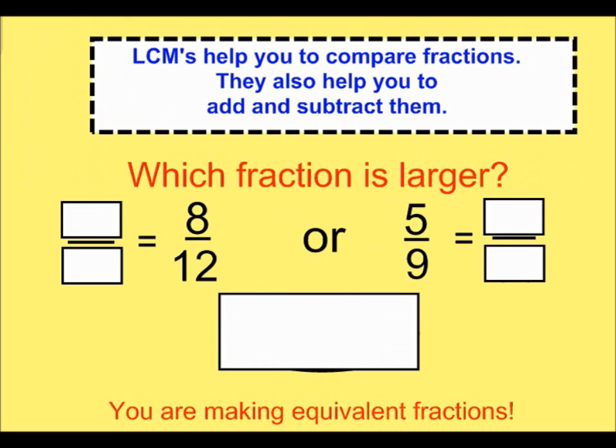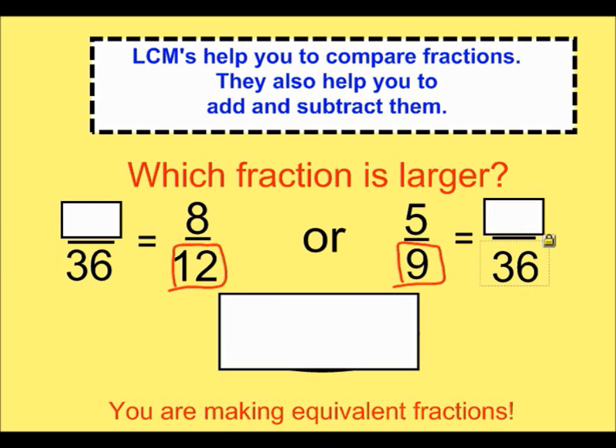The first method in comparing fractions is to change the denominator. So you'll see we're going to compare which one of these fractions is larger, 8/12 or 5/9. Well, they're kind of hard to compare because one is in twelfths and one is in ninths. What you could do is change both fractions so that they have the same denominator. The least common multiple of 9 and 12 would be 36. So we're going to change them both to 36.